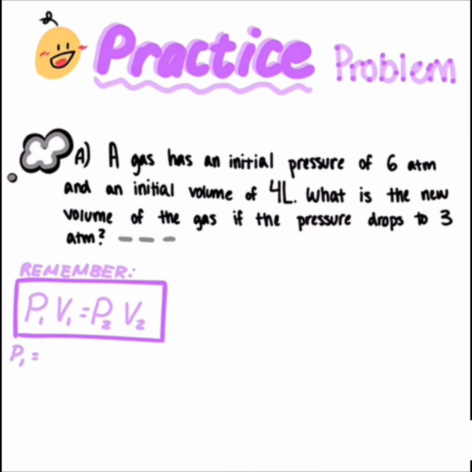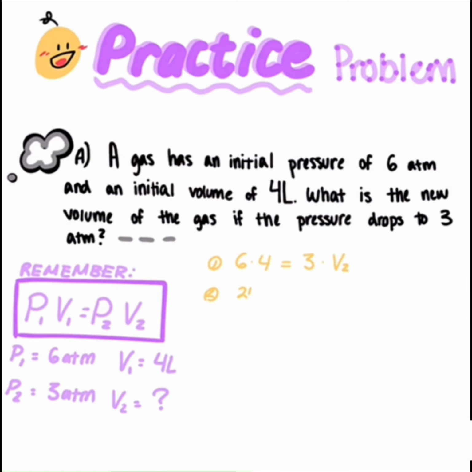The initial pressure, P1, is stated to be 6 atm. The initial volume, V1, is 4 liters. On the other side of the equation, the final pressure, P2, is 3 atm, and the final volume is unknown. We must solve for final volume, V2. Now, we can substitute the values into the equation accordingly. After substitution, the equation will read as 6 times 4 is equal to 3 times V2.